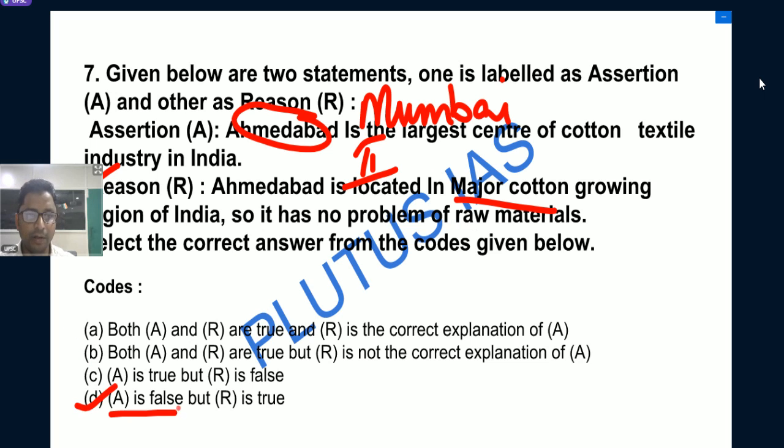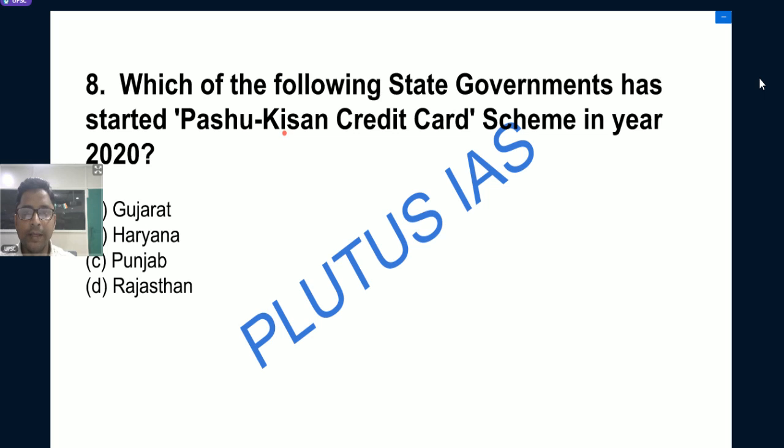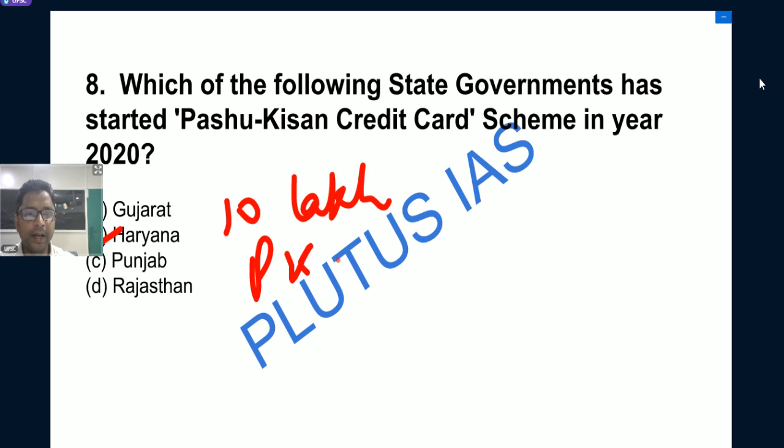A is false. The next question is, which of the following state governments has started the Pashu Kisan Credit Card scheme in the year 2020? This scheme, the Pashu Kisan Credit Card scheme, was started by the Haryana government, and the target was to issue 10 lakh Pashu Kisan credit cards. Okay.